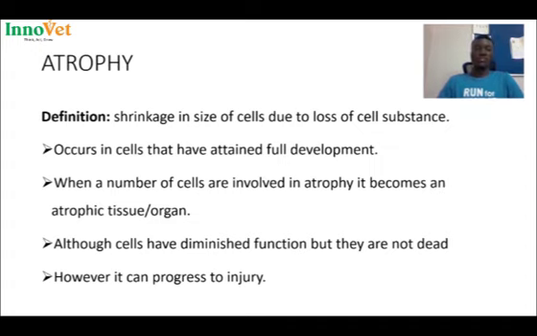This atrophy usually occurs in cells that have attained full development. So if a number of cells have been atrophied, then the tissue or the organ where these cells are will be referred to as an atrophic tissue or organ. These atrophic cells in most cases have diminished function, but however much they have diminished function, they are not dead. Therefore, they can perform a certain little function. However, this atrophy can progress into cell injury if it goes on to extents that are too severe.